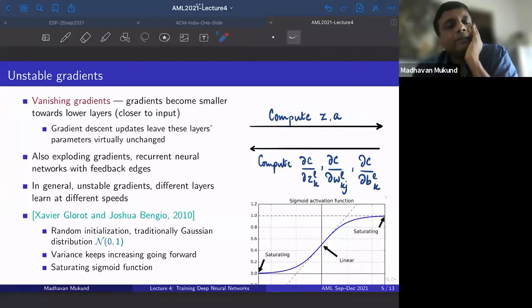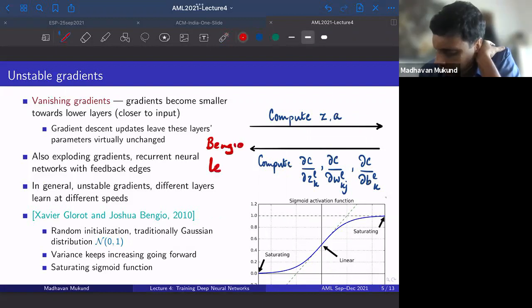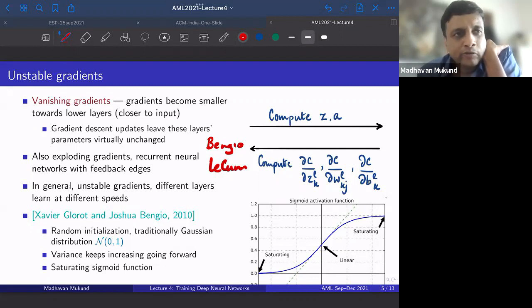So in a sense, this was theoretically answered only as late as 2010. These two authors, Xavier Glorot and Yoshua Bengio. Bengio is one of the 3 people who got a Turing Award for working with neural networks. So we have Bengio, and then we have Yann LeCun, and then we have, what's his name? Escapes me at the moment, but the guy who did backpropagation. These 3 are the Turing Award winners for working with neural networks. They got the Turing Award about 4 years back.